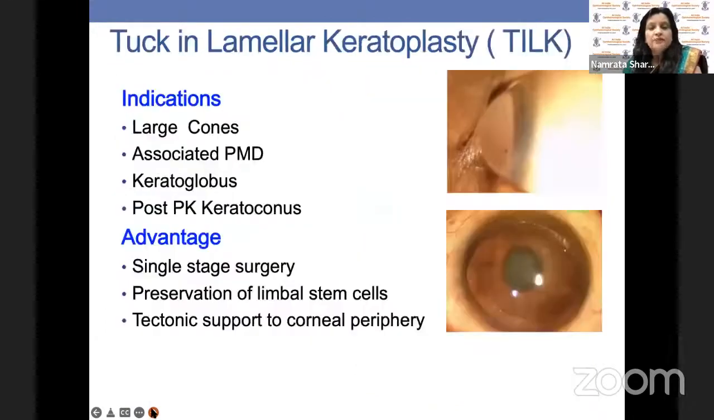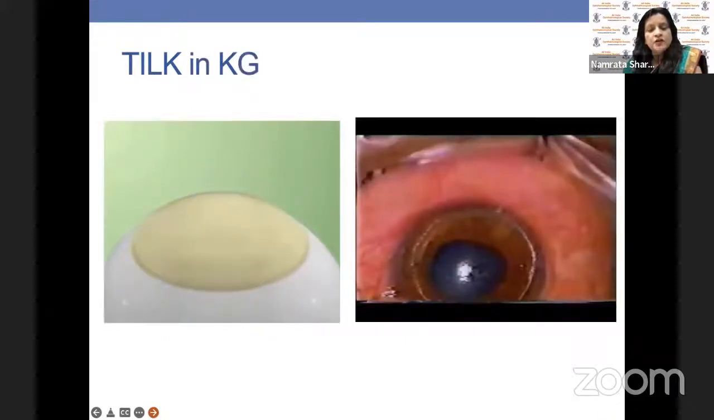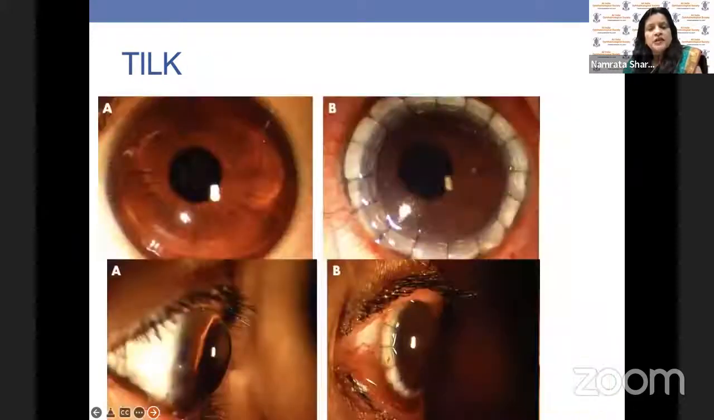When you have keratoconus with pellucid marginal degeneration, then you can do a tuck-in lamellar keratoplasty. And here, basically, a flange is made all around. I think I'm not going to talk about it because I'm sure Dr. Radhika is going to show this.